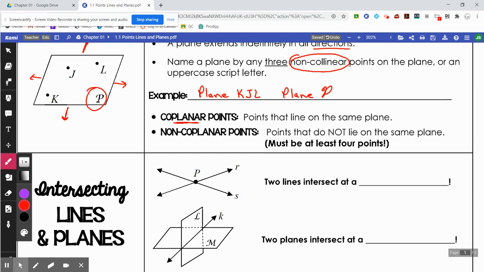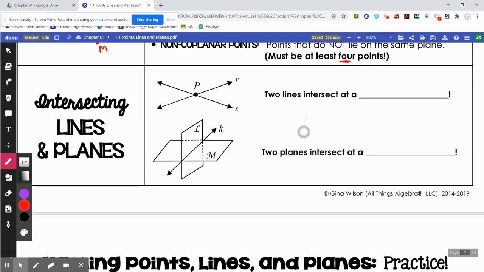Non-coplanar, obviously there must be 4 points because if you have 3 points, they're going to be in the same plane or in a plane together. Points that do not lie in the same plane. So if you have K, J, and L and then somewhere below it, it's hard to draw it below it, if you have point M that's below that plane, then that point M would be non-coplanar.